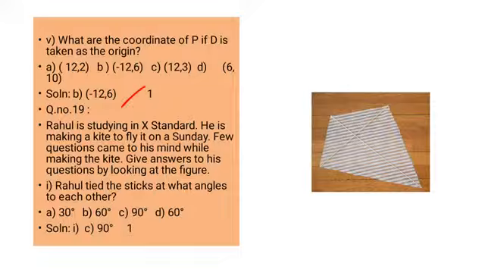Next question, question number 19. Rahul is studying in class 10 standard. He is making a kite to fly it on a Sunday. Few questions came to his mind while making the kite. Give answers to his questions by looking at the figure. That is, Rahul tied the sticks at what angles to each other? That is 90 degree. The answer is C.